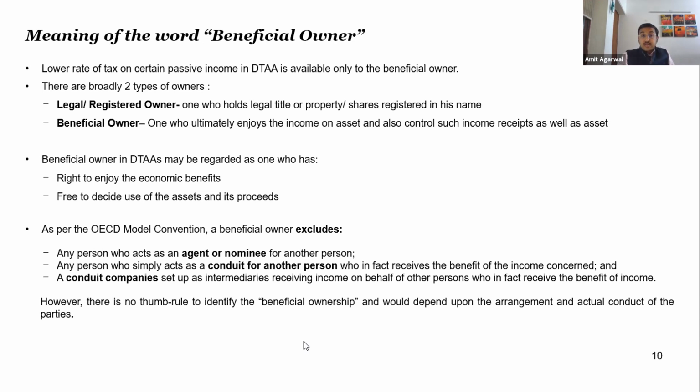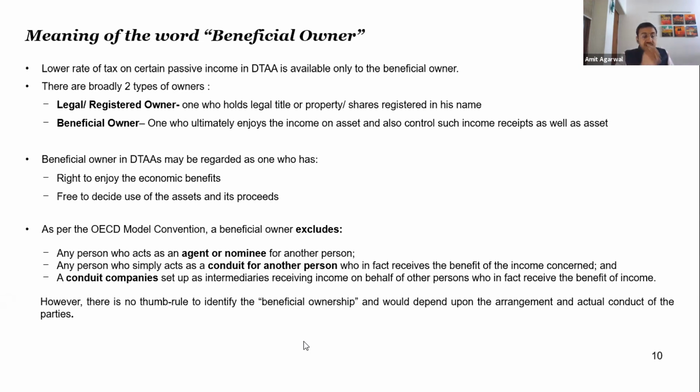You can also get some guidance from the OECD model, and OECD has explained it in a different way. A beneficial owner is like an exclusion definition, which says that a beneficial owner excludes the following: a person who acts as an agent or a nominee, a person who simply acts as a conduit of another person.